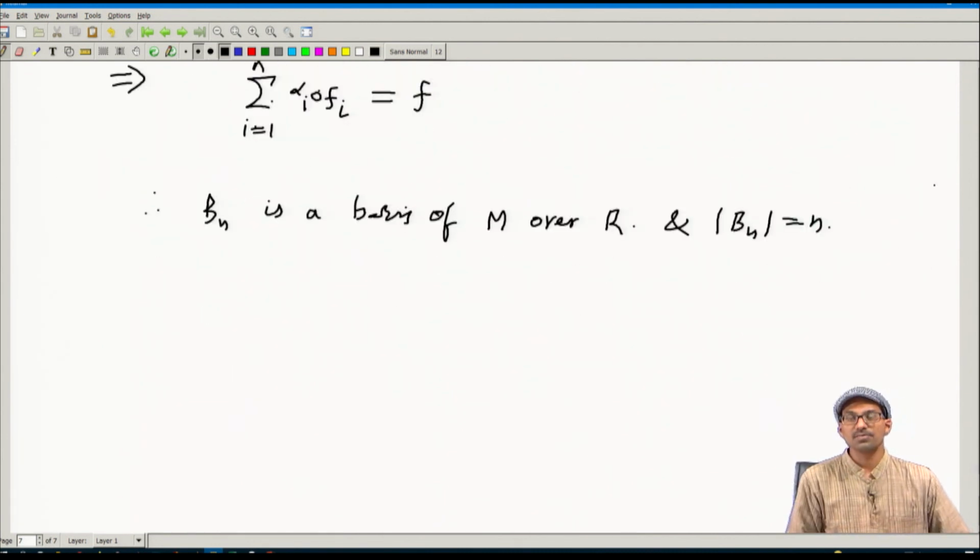Thus, for various values of n we will get various bases, but we will prove that this is not true in the case of free modules over commutative rings. I will give the proof of that.